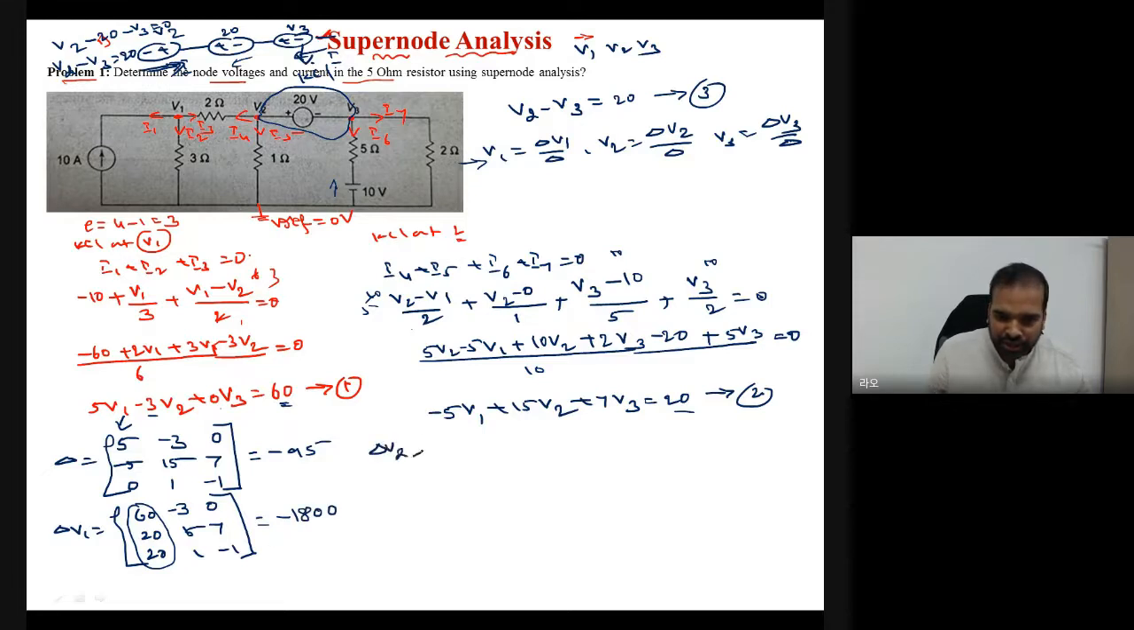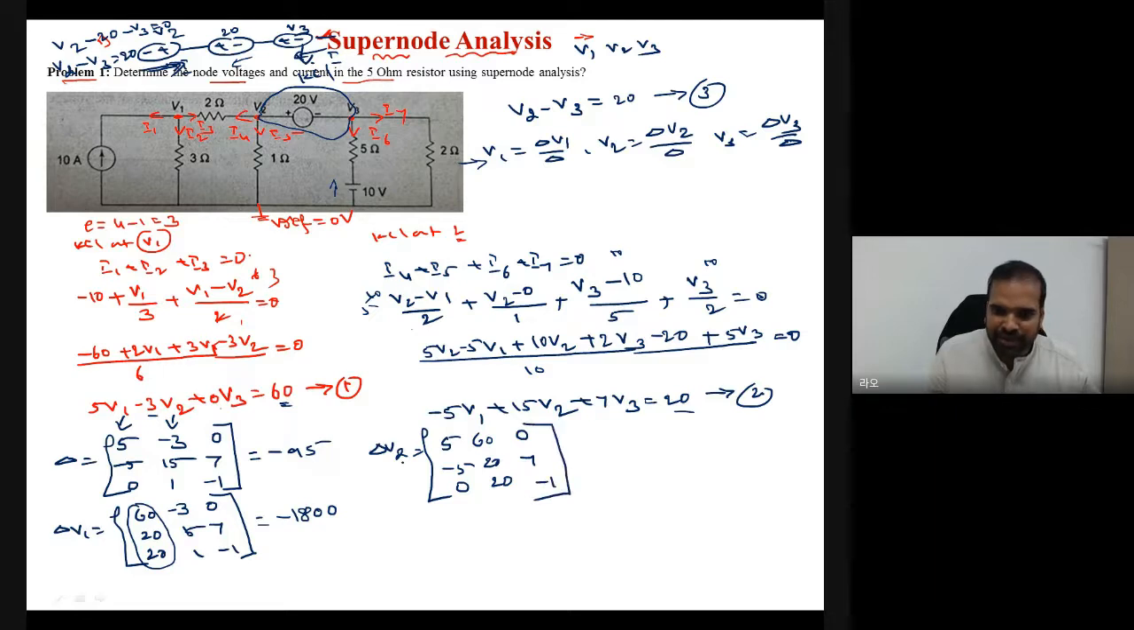Now you need delta V2. Instead of V2 terms, you will write the constant values. Instead of V2 terms means instead of these, -3, 15 and 1. So what are the constant values? 60, 20 and 20. Now what are the V1 terms? 5, -5 and 0. And V3 terms mean 0, 7, -1.